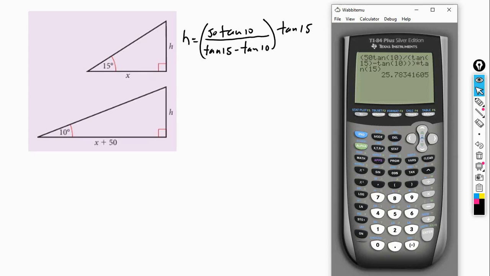Now, because it doesn't specify rounding to any particular amount of decimals, we are expected then to round this to 3 significant figures. So h is equal to approximately 25.8 meters to 3 significant figures.